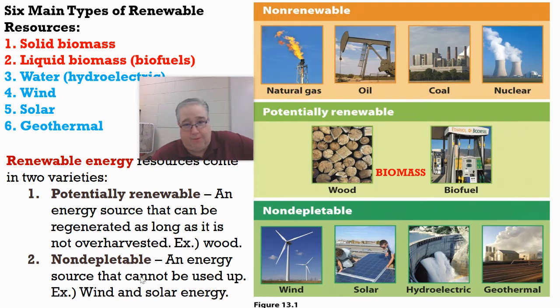And then non-depletable. These are things that we don't ever have to worry about running out of. We're not going to run out of wind, or sunlight for solar, or hydroelectric, or geothermal, which is heat from the earth. We're not going to run out of that. We just have to worry about them providing a consistent source of energy more than anything.